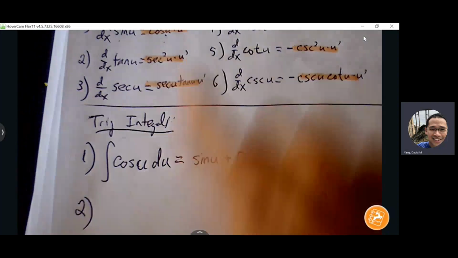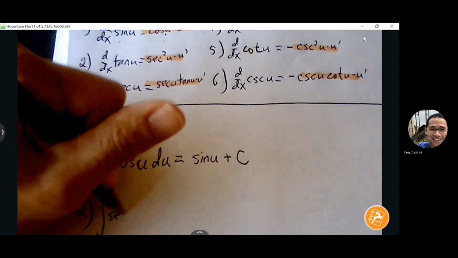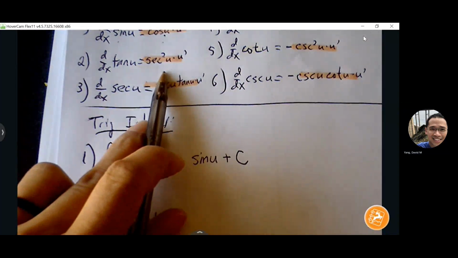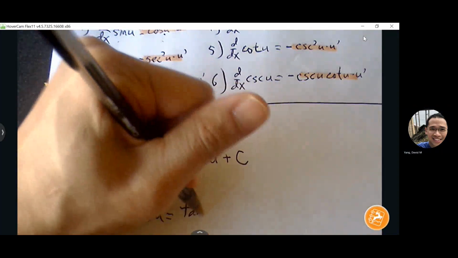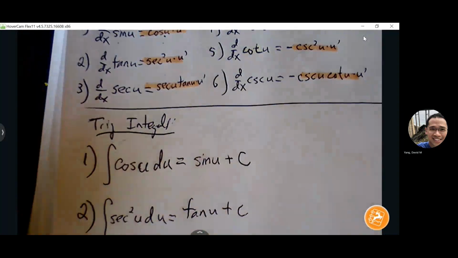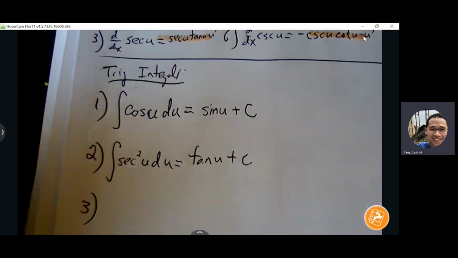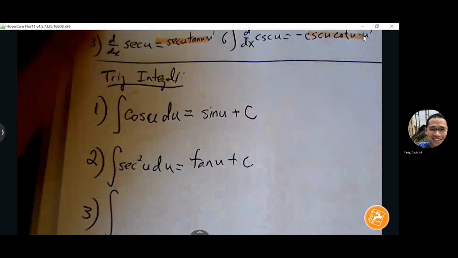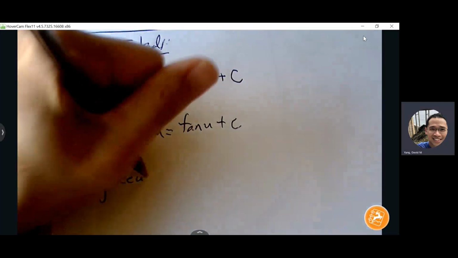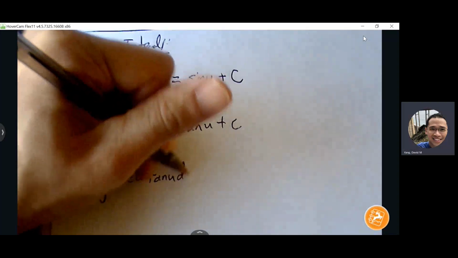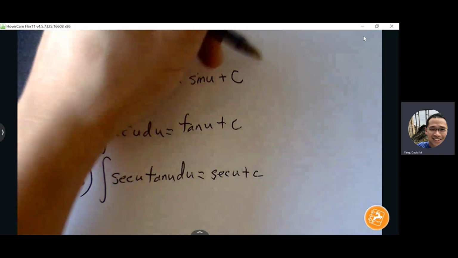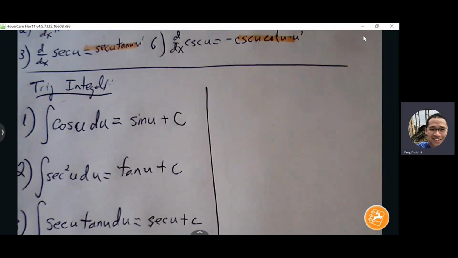Start here. Antiderivative of secant square u du equals what? Tangent u plus c. Antiderivative of, or the integral of secant u tangent u du equals secant u plus c.